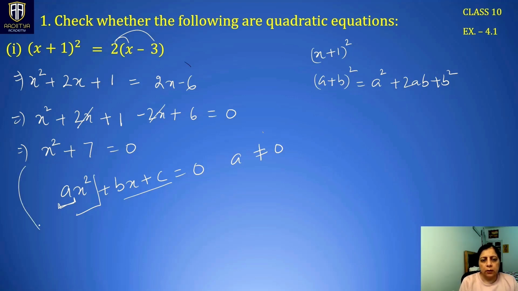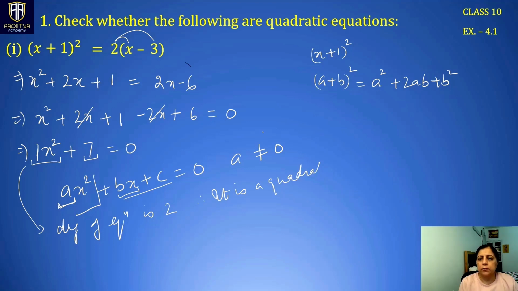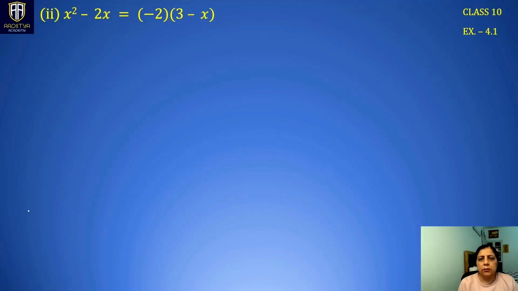So in our question, we see that coefficient of x square is 1. See, the constant term can be 0 or x term can be 0. But this has to be there for an equation to be quadratic equation. So yes, since the degree of equation is 2, therefore it is a quadratic equation, right? So this way we have to solve all the parts to the standard notation.